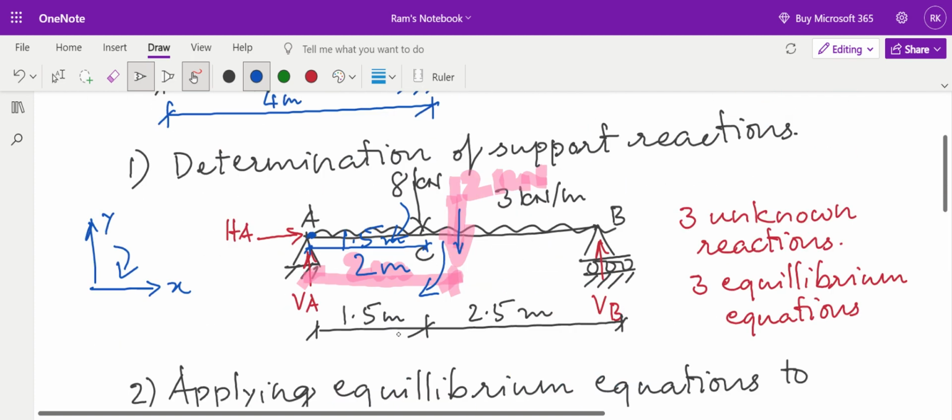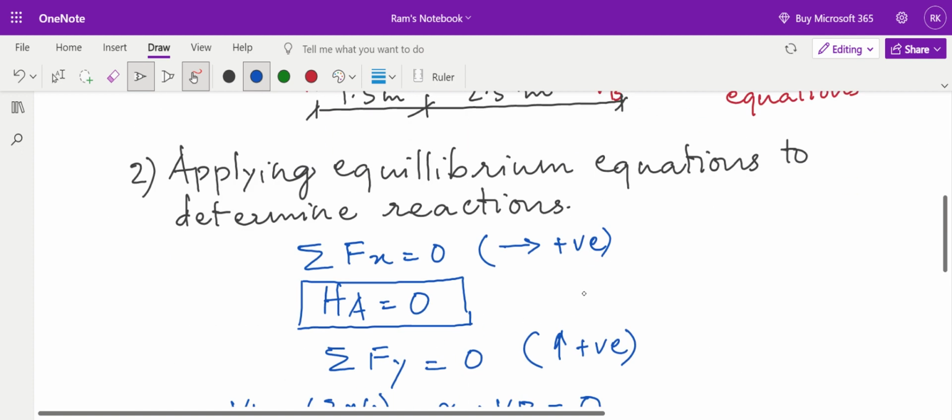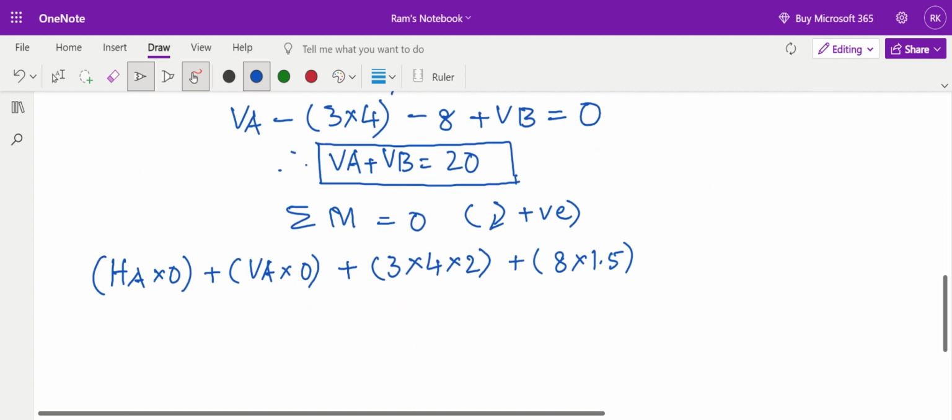Now, the last load on this, we have considered HA, we have considered VA, we have considered this UDL, we have considered this point load. Last one is the reaction VB, and the perpendicular distance of VB with A is 4 meters. And see, this VB will be acting in an anticlockwise direction. This VB will be creating an anticlockwise moment at A. So VB into 4, but that moment will be negative. So minus VB into 4, that is equal to 0.